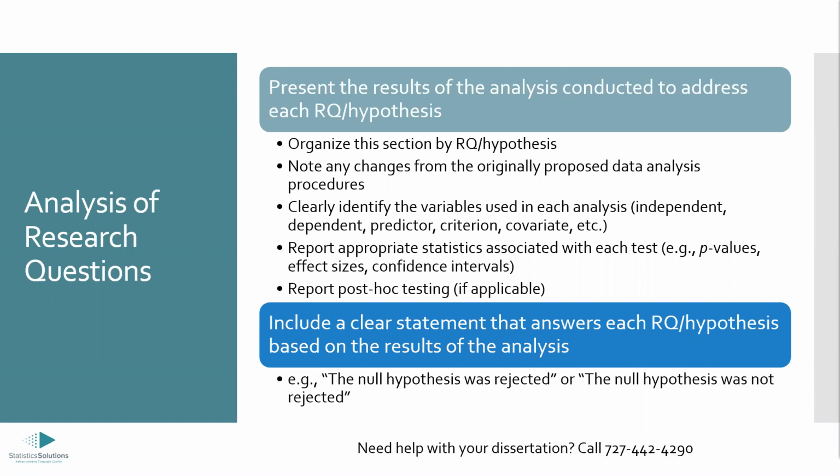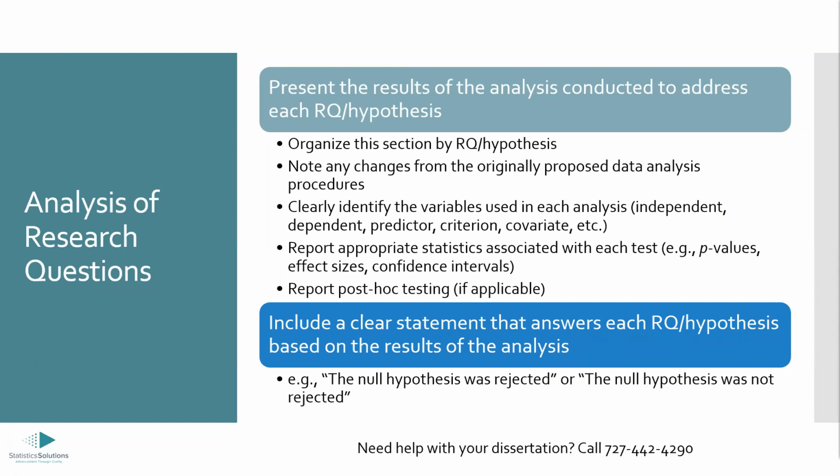And then finally, and very importantly, for each analysis, you want to include a clear statement that answers the research question or hypothesis correctly based on the result of the analysis. If you have your hypotheses written in null and alternative format, which is very common for quantitative dissertations, then you want to make a clear, simple statement that says if the null hypothesis was rejected or if the null hypothesis was not rejected based on the result of the analysis.